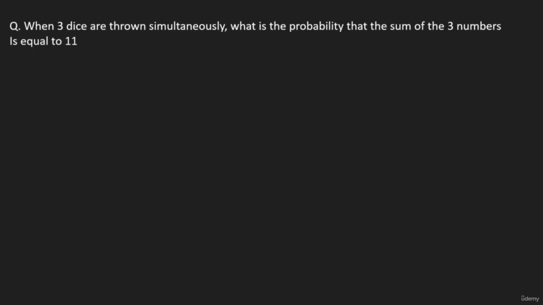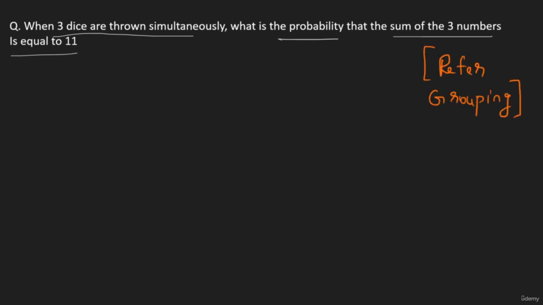Let's do this question. When 3 dice are thrown simultaneously, what is the probability that the sum of the 3 numbers is equal to 11? Alright, pause the video, give it a try, and then let's do it together. Alright, we are back. For this, you can refer to the section on grouping in permutation and combination.